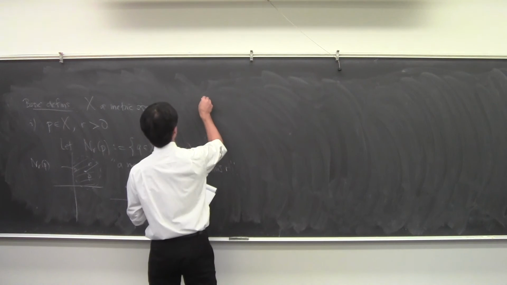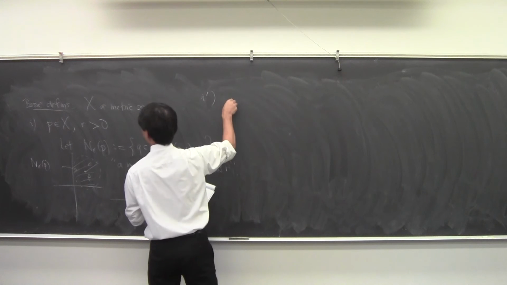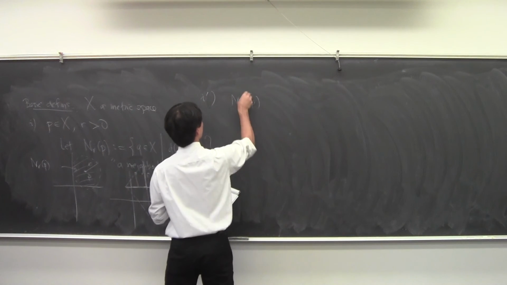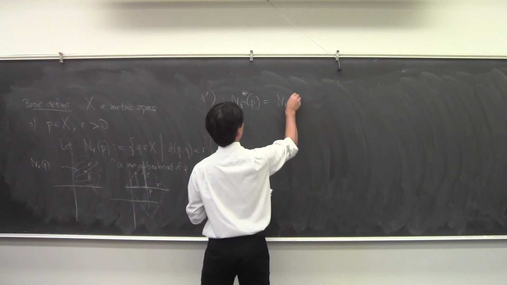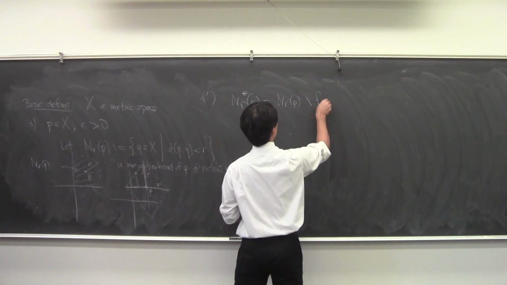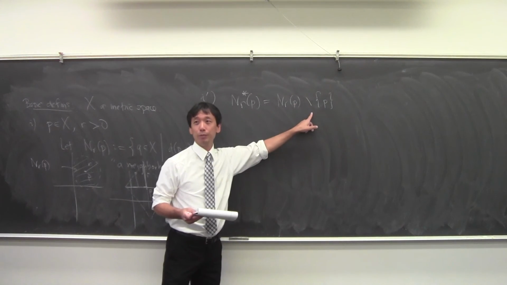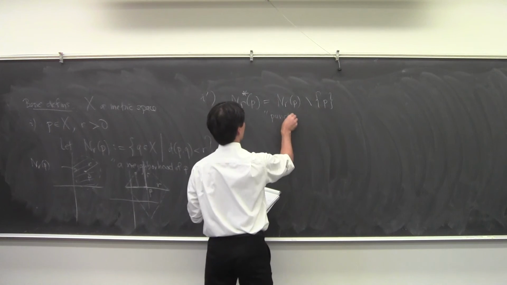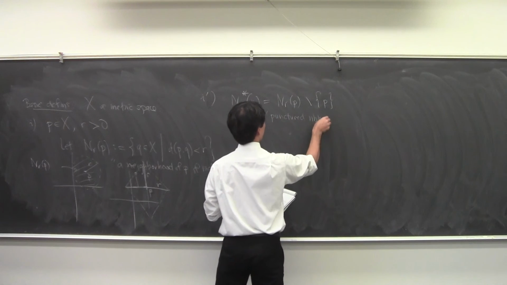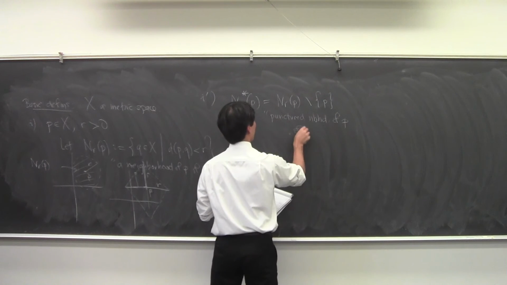Let me introduce a notation that isn't in your book but is useful. If I write N_r(p) star, what I mean by that is the neighborhood, but you throw out the center of it. The neighborhood with the center removed. I'm going to call this a punctured neighborhood of p of radius r.